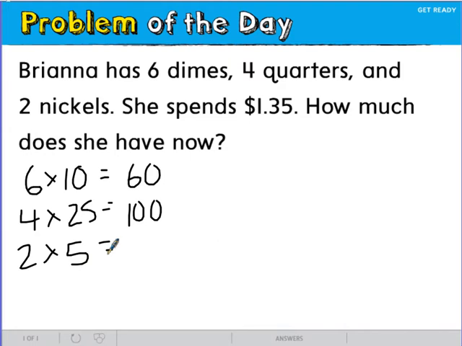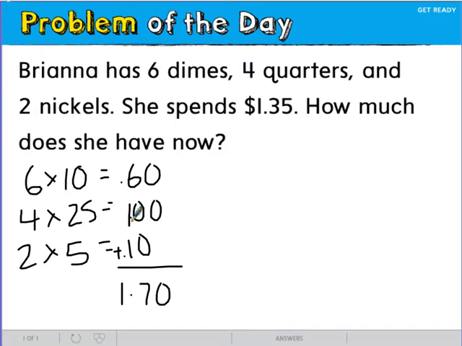You guys need to slow down because now it sounds like you're saying it's 2 times 10. So she has 2 nickels, which is 2 times 5, which equals 10. Thank you. Now we add all these together. Okay? So she has $1.70, because if we put our decimals in, $1.70. How much did she spend?